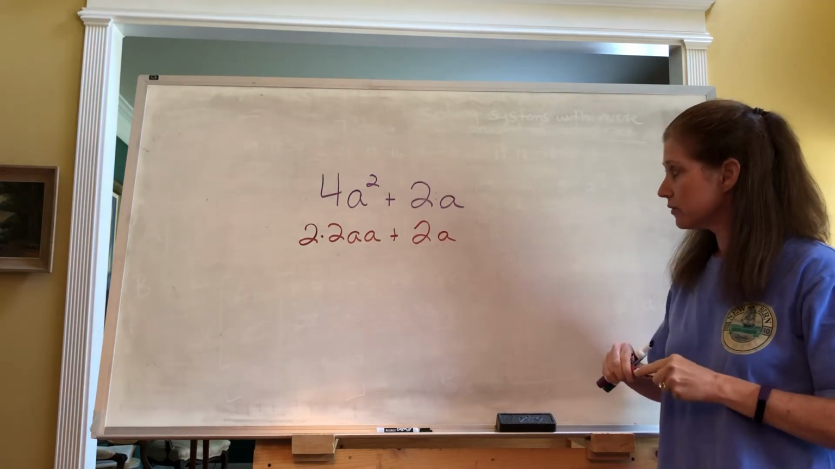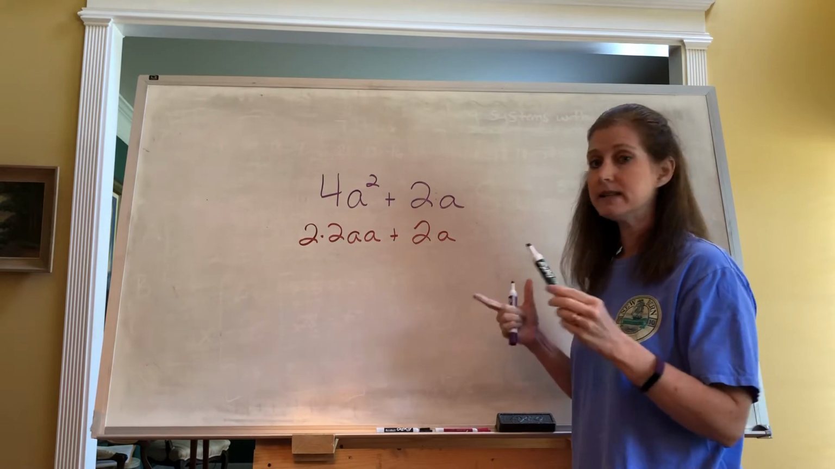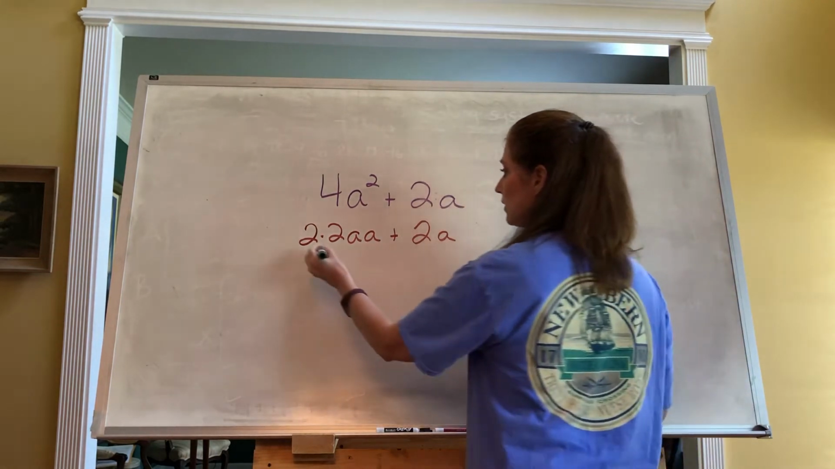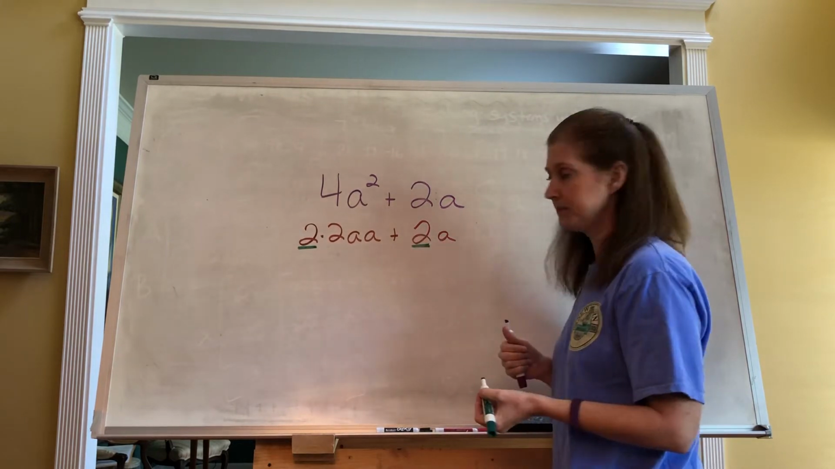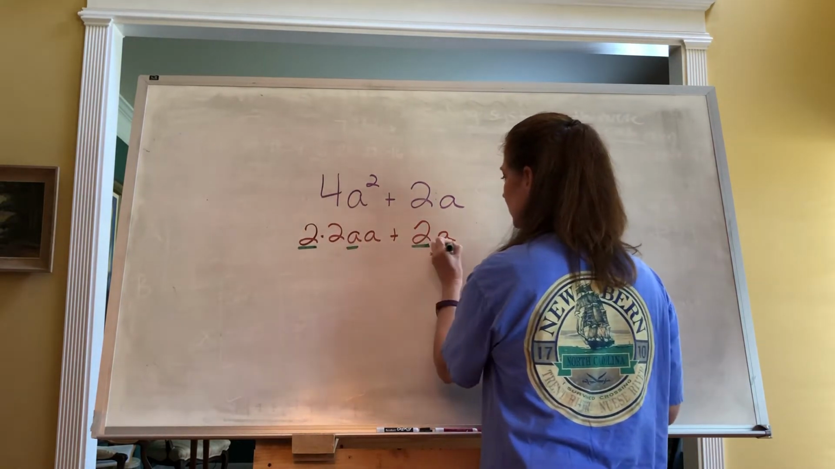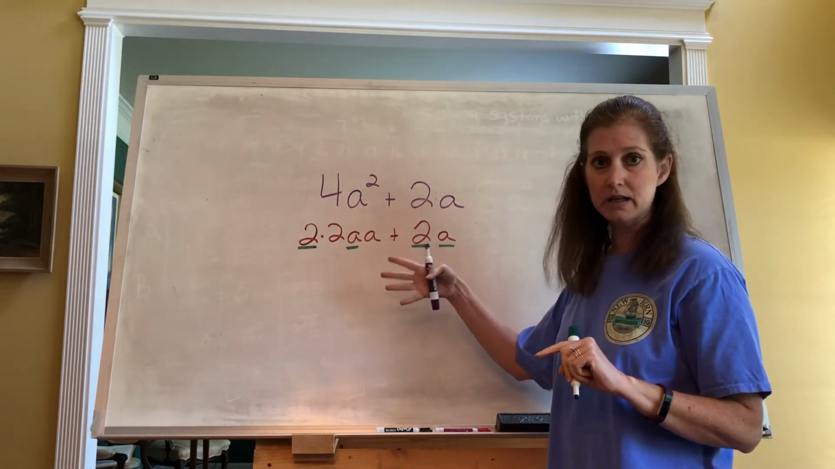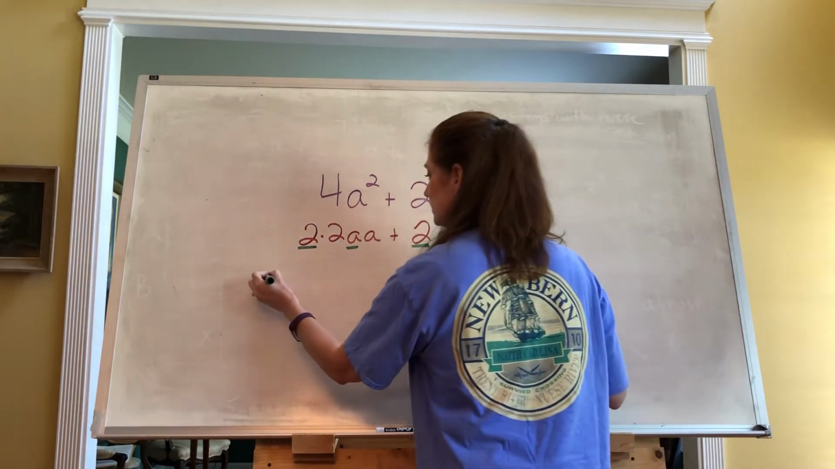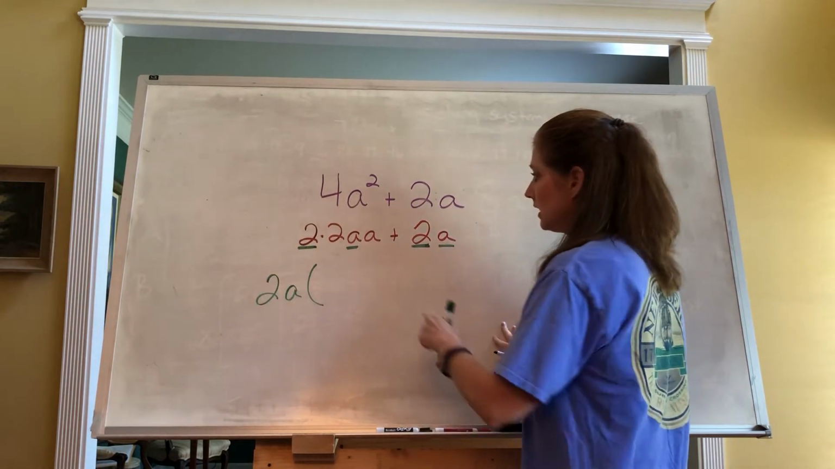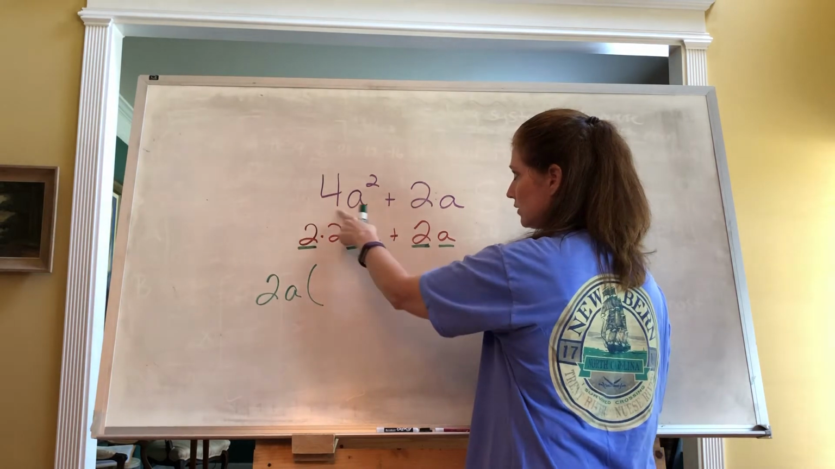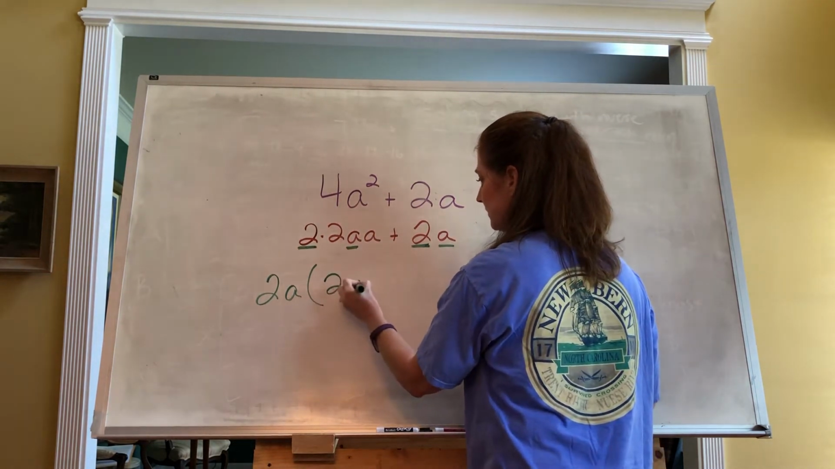So when I'm looking for the greatest common factor, I'm looking for what can I pull out that is in both of those. And so I have a 2 and a 2 in both of them, and I have an a and an a. So that is all that I can pull out. So when I do so, I bring that 2a out, and then you see in this term, the 4a squared, what's left is a 2a.